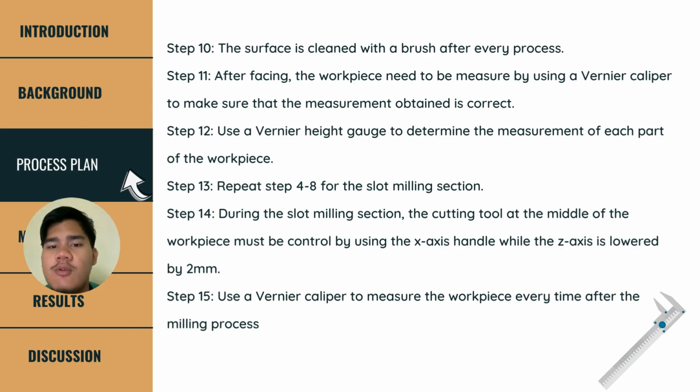After facing, the workpiece needs to be measured by using a vernier caliper to make sure that the measurement obtained is correct. Use a vernier height gauge to determine the measurement of each part of the workpiece. Repeat steps 4 to 8 for the slot milling section. During the slot milling section, the cutting tool at the middle of the workpiece must be controlled by using the x-axis handle while the z-axis is lowered by 2 mm. And then, use a vernier caliper to measure the workpiece every time during the milling process.